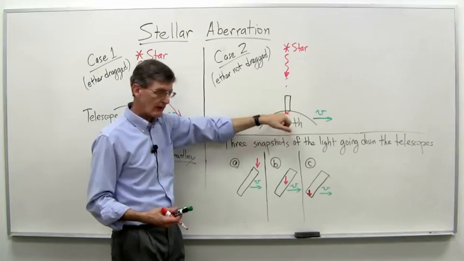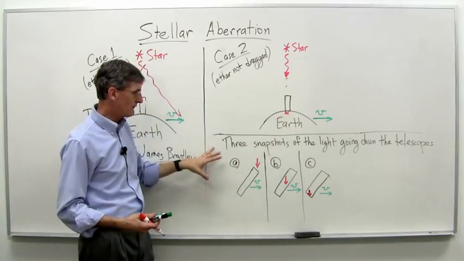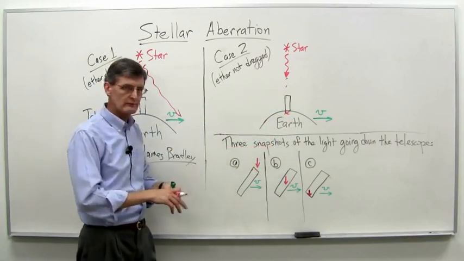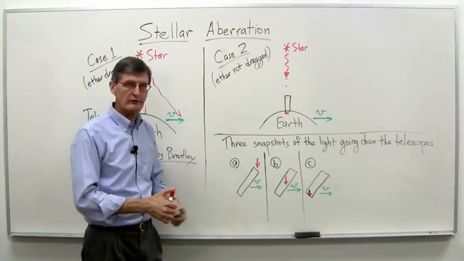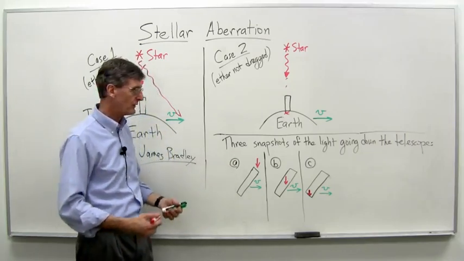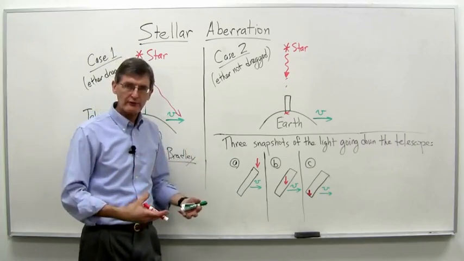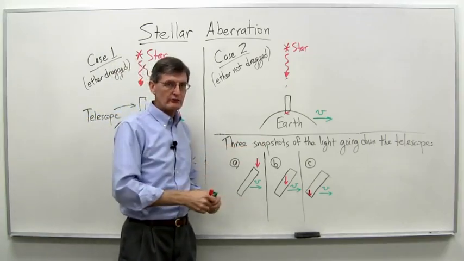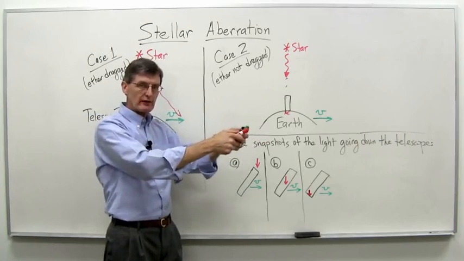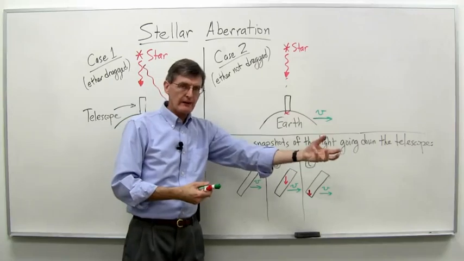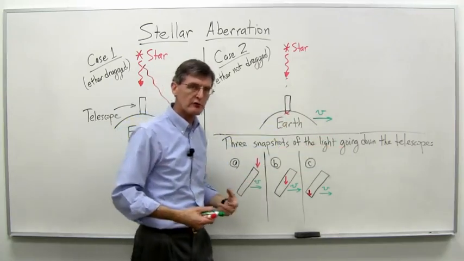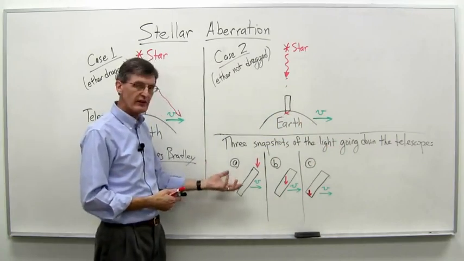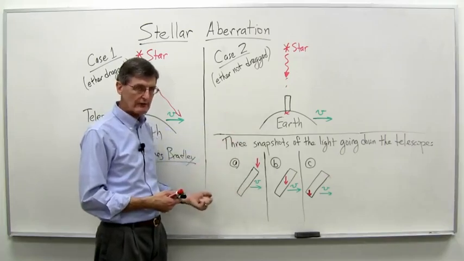So here's what you actually have to do, and I've tried to diagram it via 3 snapshots of the light going down the telescope. An everyday life example would be an umbrella and raindrops. If the rain is coming straight down, and yet you're walking briskly or running through the rain, you have to tilt the umbrella to catch the rain that is falling in front of you, because otherwise you will run into that rain as you go along. Same idea here. We have to tilt the telescope to catch the starlight coming down.